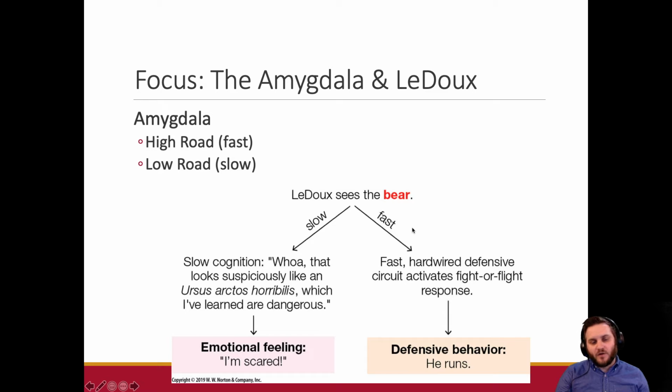So I'm going to do the high road very quickly, okay? These are autonomic functions, okay? Fast hardwired defenses activate the fight or flight response, which engages a defensive behavior, running, okay? The slow road, on the other hand, has to do with the cortical responses, okay? The cortical responses. Slow cognition. Now, this isn't actually slow, but it is relatively slow when you compare it to this side over here. So it's fast, but it's relatively slower compared to this side, okay?